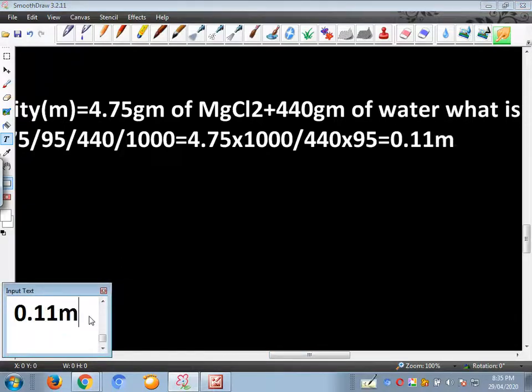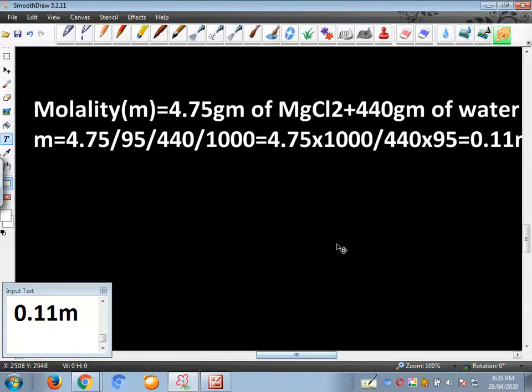So this is the simple one. Based on the above formula, if they give kilograms directly, instead of 440 grams, say 4 kg of water, you can substitute 4.75 divided by directly 4 kg of water. Simplify it, and you get the answer.